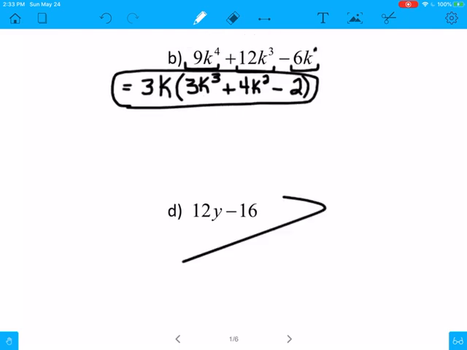12y minus 16. I can't take a y out because the 16 doesn't have a y. But I can take a 4 out of both. So I GCF for greatest common factor out of 4. 12y divided by 4 is 3y. Minus sign, 16 divided by 4 is 4. And that's it.